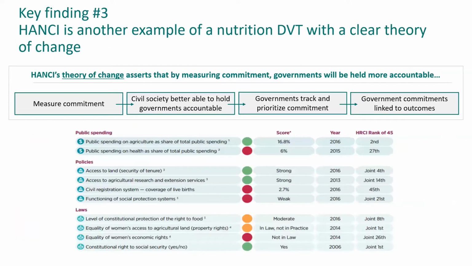Another example of a DVT that we did include in our review was the HANSI, which aims to assess governments on their political commitment to tracking hunger and undernutrition. As you can see on the top part of this slide, the theory of change is very much focused on measuring political commitment, and it is doing so by enabling civil society to put pressure on governments, but also encouraging governments to evaluate their own efforts and to prioritize appropriate action. For this reason, on the bottom half of the screen, you'll see that HANSI's domains are narrowly focused on public spending, policies, and laws that reflect country commitment.